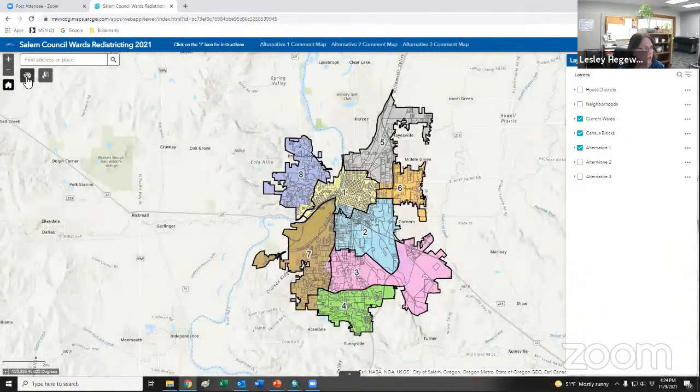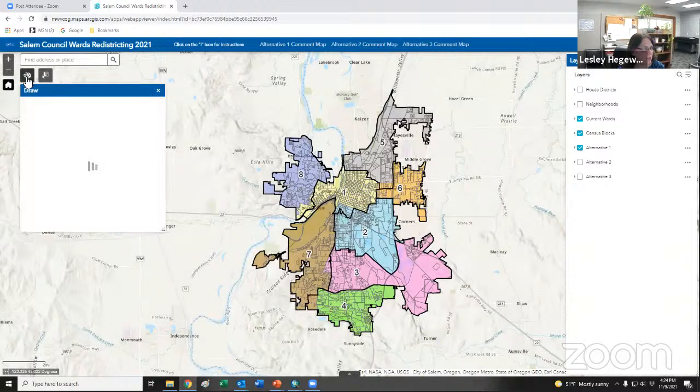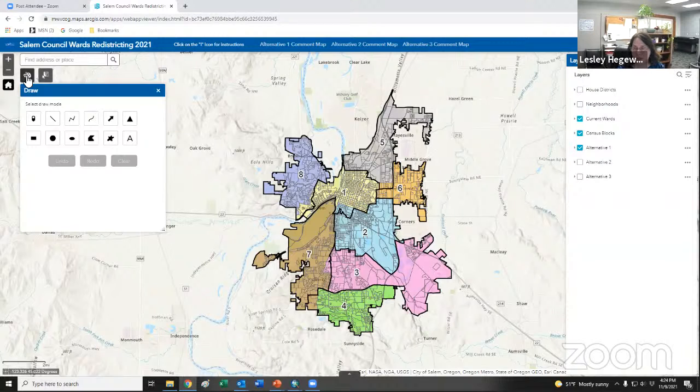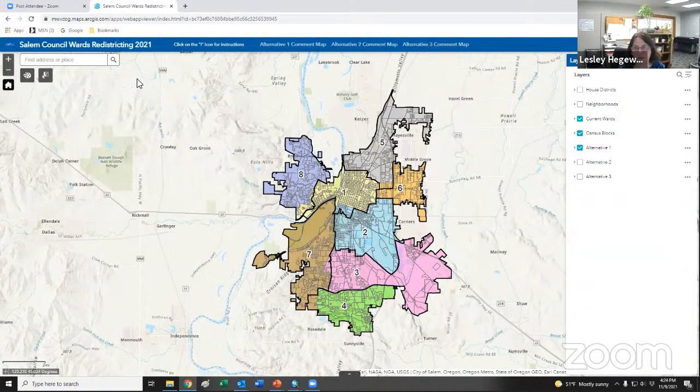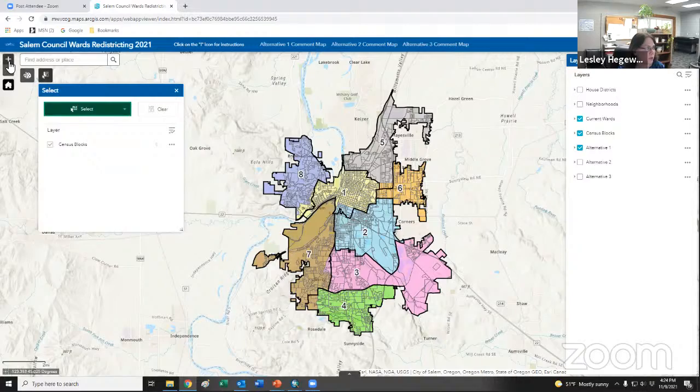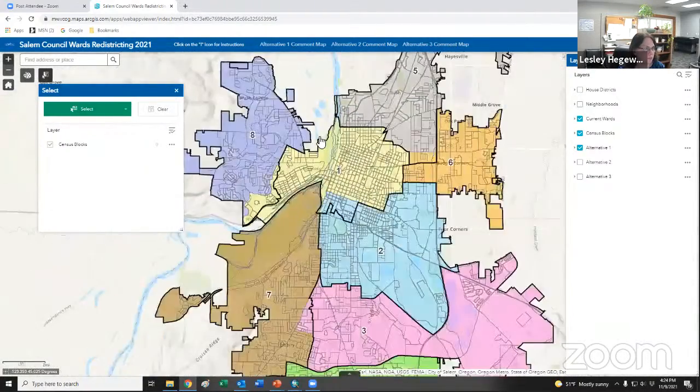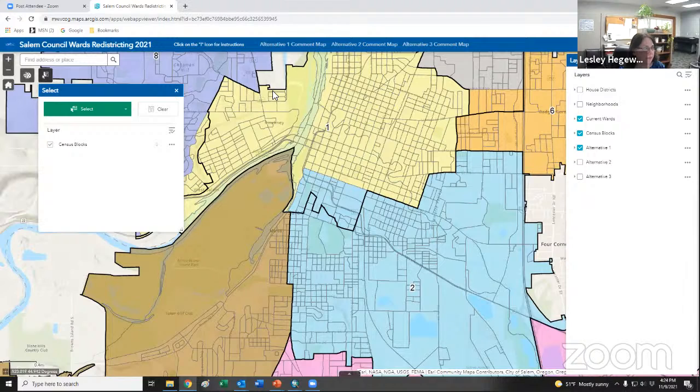There's also an option that you can draw on the map. There's some drawing tools. So if you wanted to make a sketch on the map and send it to the city with your feedback, you could do that. This allows you to export to a PDF or an image file. And then there's a select tool where you can select the blocks. You can select by a point, a rectangle, or a polygon.